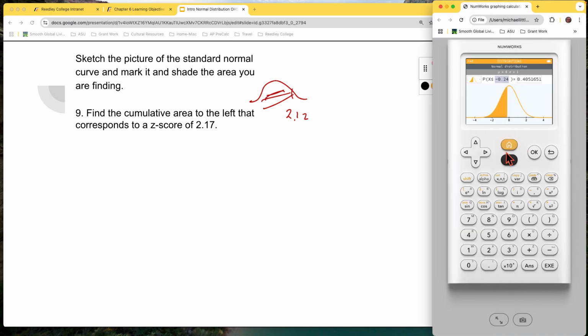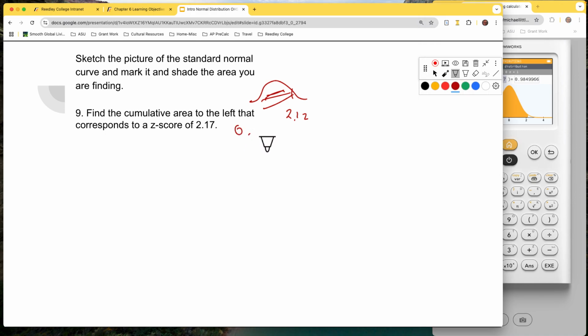Come over here. We do the same thing with our calculator. And again, look at this. All we have to do is change this to 0.17, and we get instant feedback. Yeah, it's pretty big. It's a lot of area, and it's 98.49%, or 0.9849, which gets rounded up, so actually 98.50.